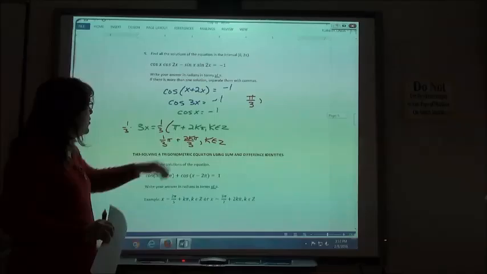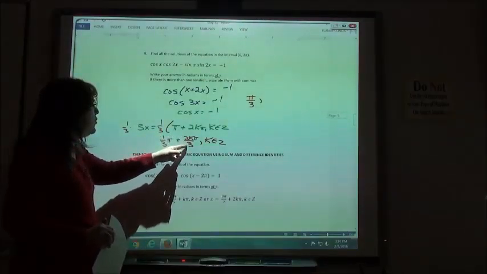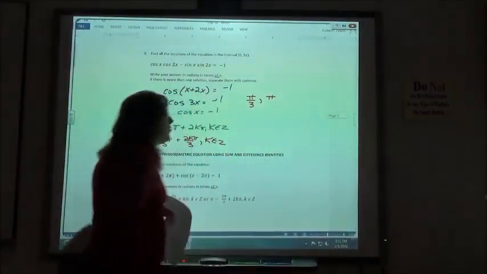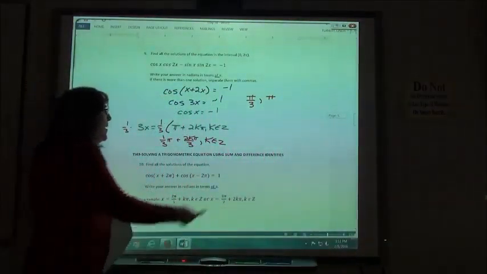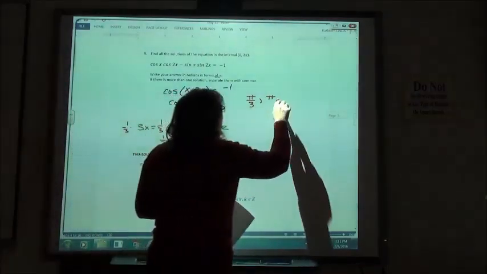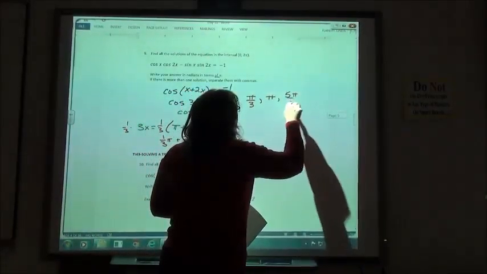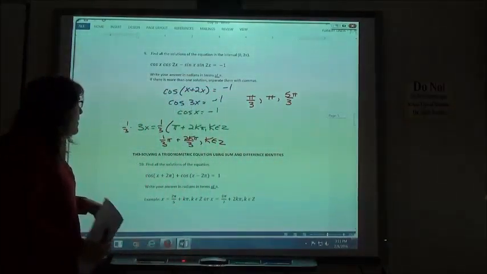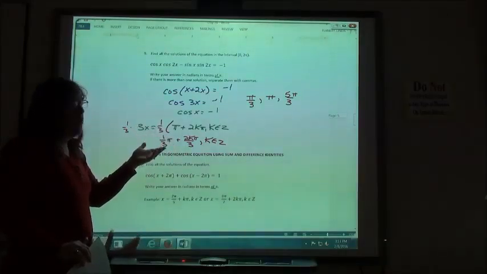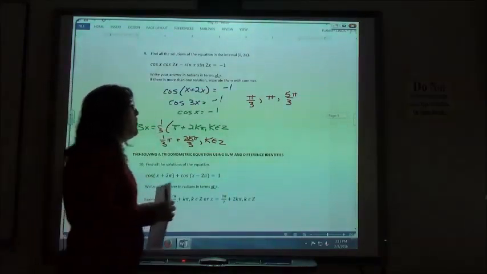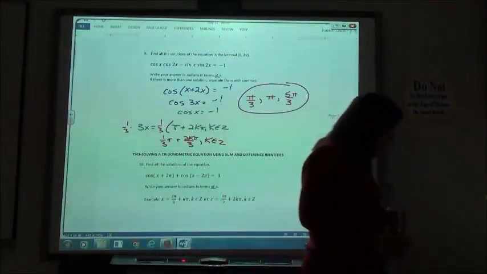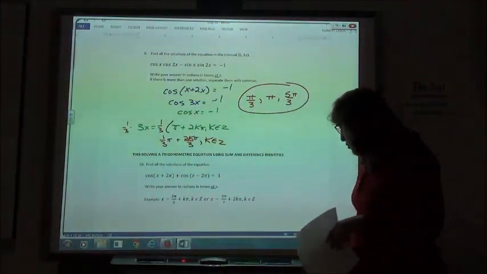I'm going to add 2/3. So 1/3 plus 2/3 would be 3/3, which would just be pi then. Right? 3/3 is the same thing as pi. Pi plus 2/3, 3/3 plus 2/3 would be 5/3. So 5 pi over 3. 5/3 plus 2/3 is 7/3. 7/3 is too big because 6/3 would be 2 pi. So pi over 3, pi, and 5 pi over 3 would be your answers.